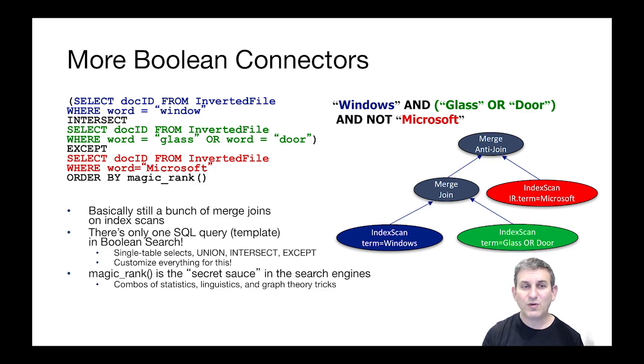Finally, at the top of this query, we have in the SQL on the left, order by magic rank. That's my term for saying, look, the output of this thing has to be sorted in a way where the most interesting answers go out first. And that magic ranking function is the secret sauce of every text index, every search engine. And it usually uses some combination of statistics and linguistics and graph theory tricks to give you good answers. We'll study a bit of this a few slides down.